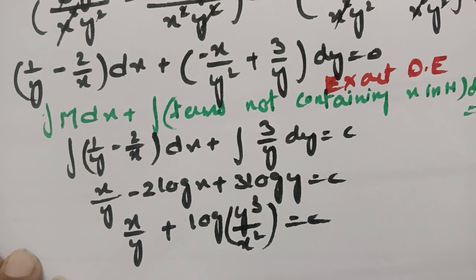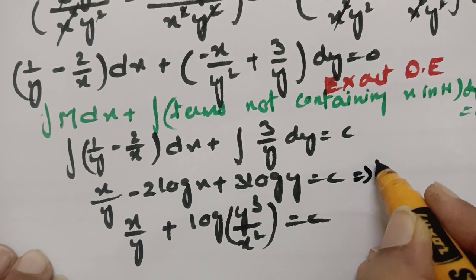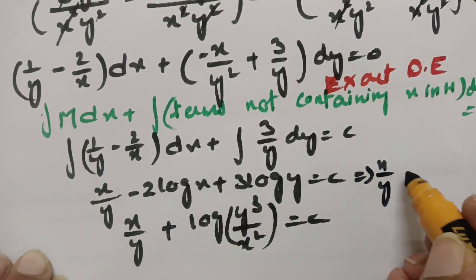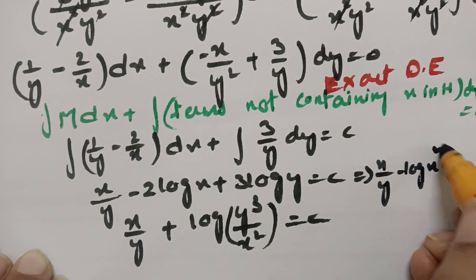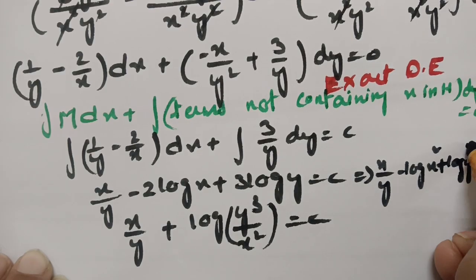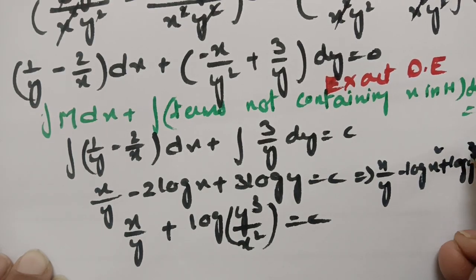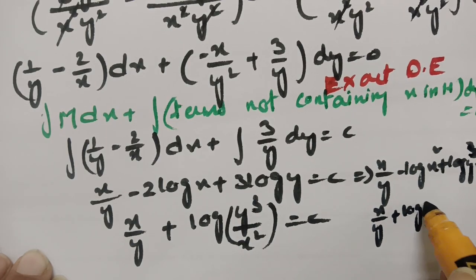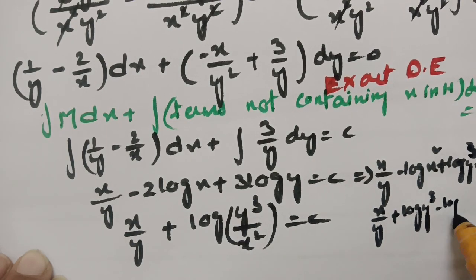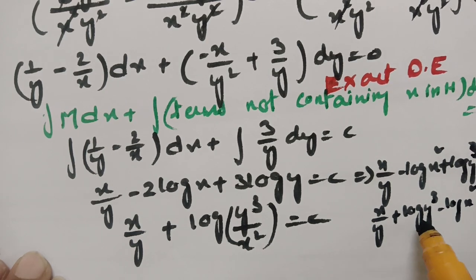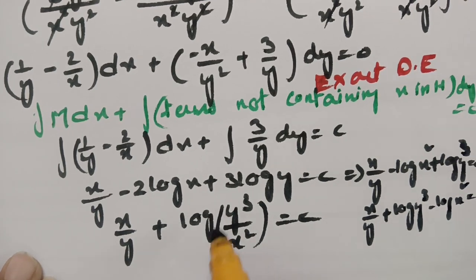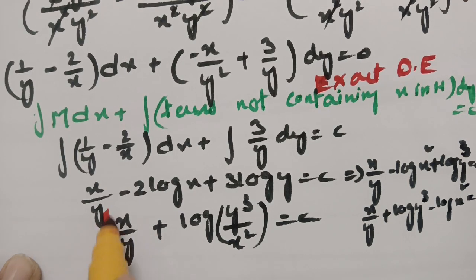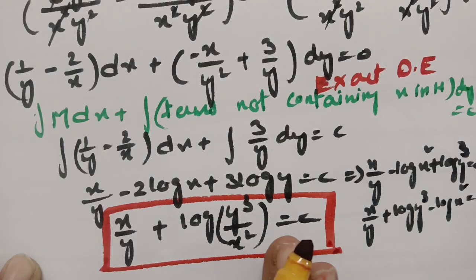This is the solution of the differential equation, or else you can take another step here, so don't get confused. This is nothing but x by y plus log y cube minus log x square is equal to c. Log a minus log b is nothing but log a by b, and this is the required solution. So this is the solution for the given differential equation.